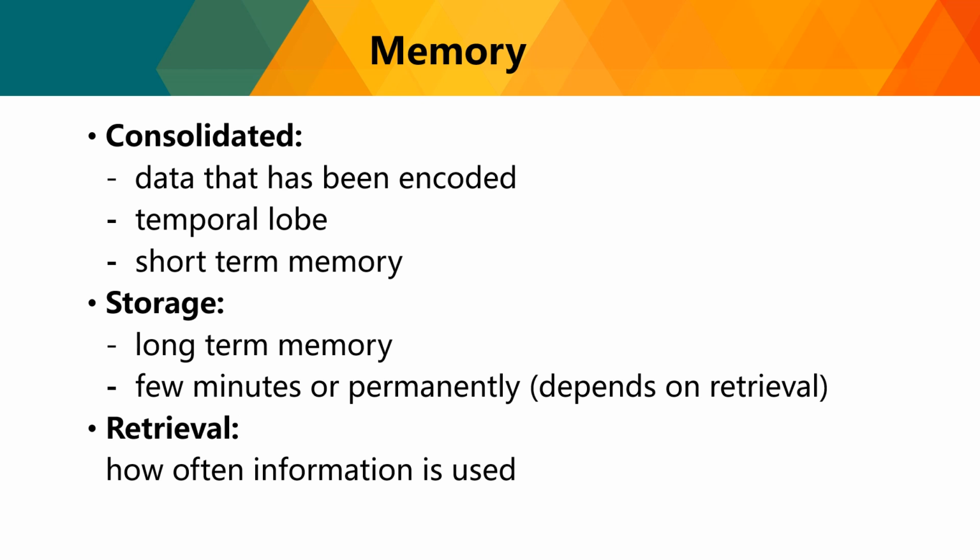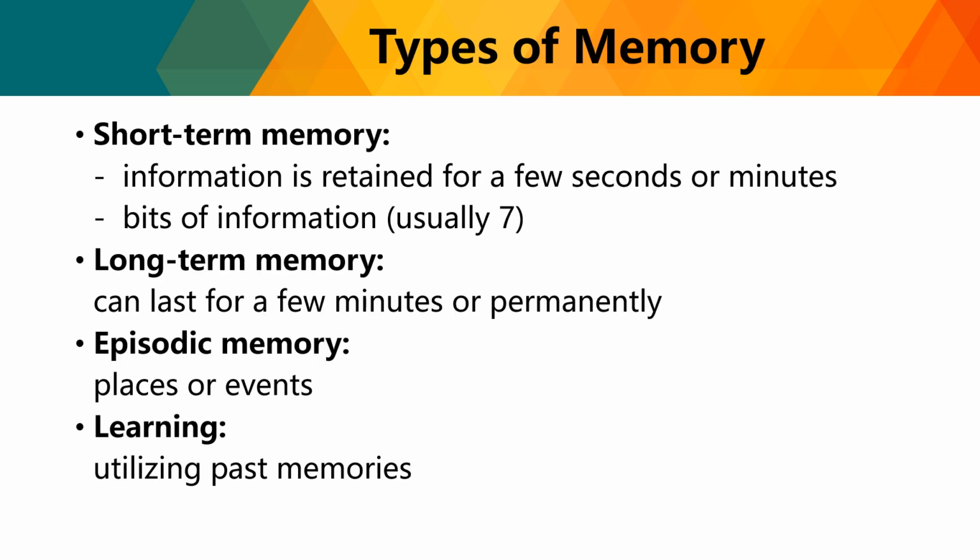Okay? So, the different types of memory. Short-term memory: this information is retained usually for a few seconds or minutes. Bits of information, usually 7. And then for long-term memory, it can last for a few minutes or permanently. You also have episodic memories for remembering places or events. And then, of course, learning utilizing your past memories.